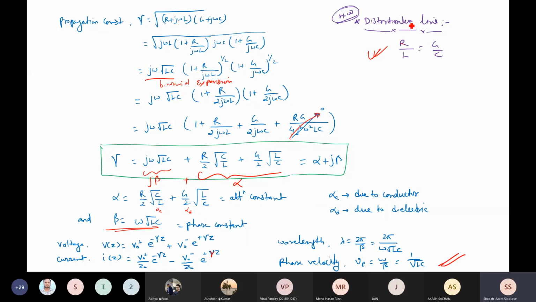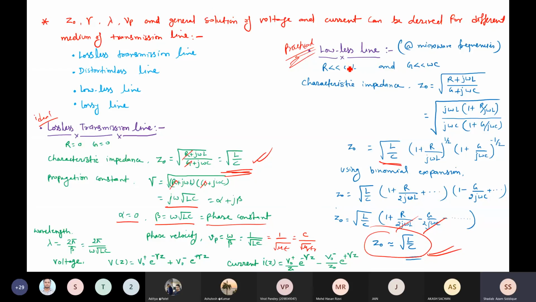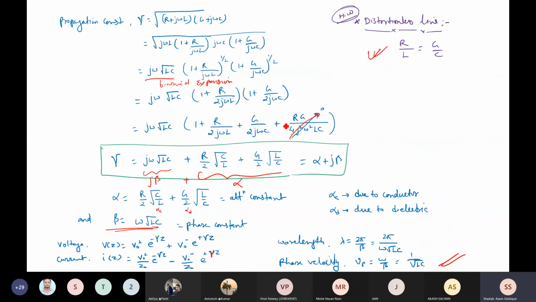But practically, this is also not widely used. We widely use the lossless line and the lossy line. The lossy line we have already derived, all the equations which we have derived are for the lossy line. For the lossless line, it will be a little bit changed, and the value of alpha will be changed. And for the distortionless line, again it will be changed. So you can solve for the distortionless line also.